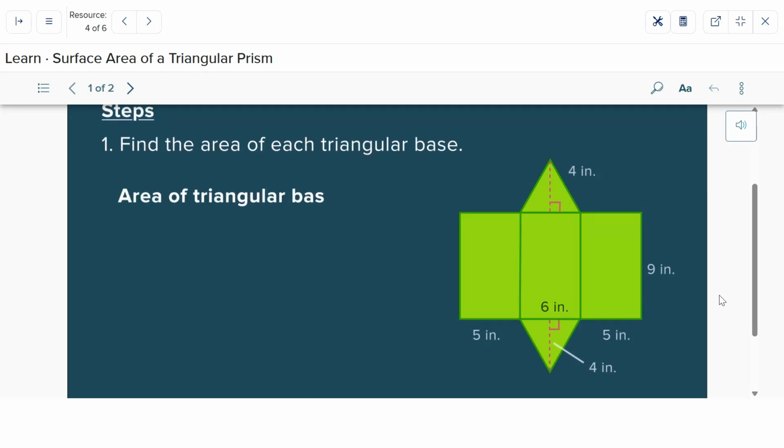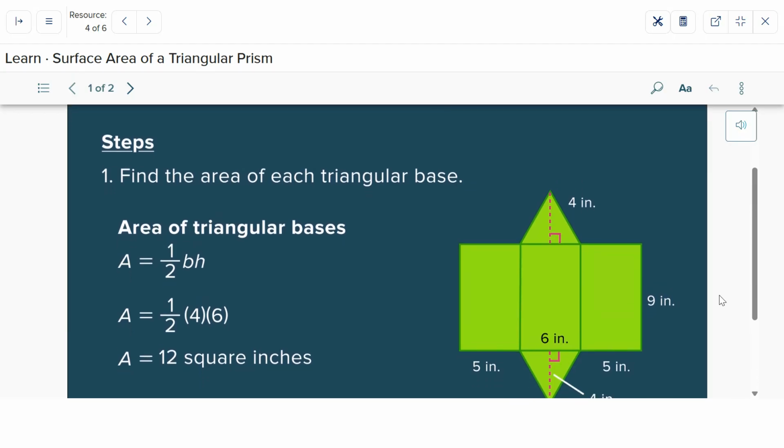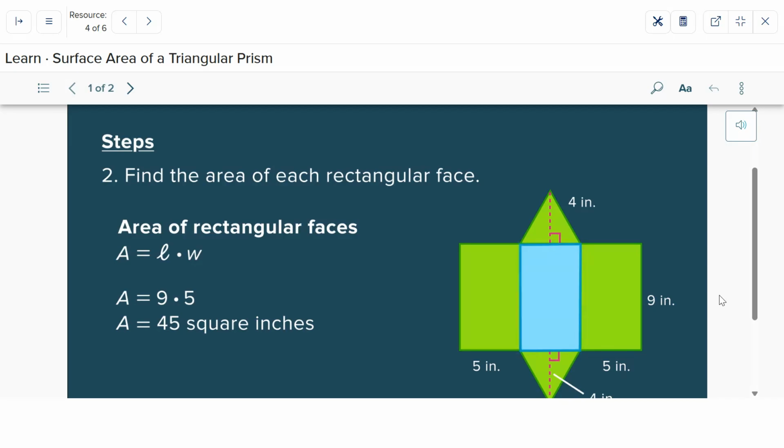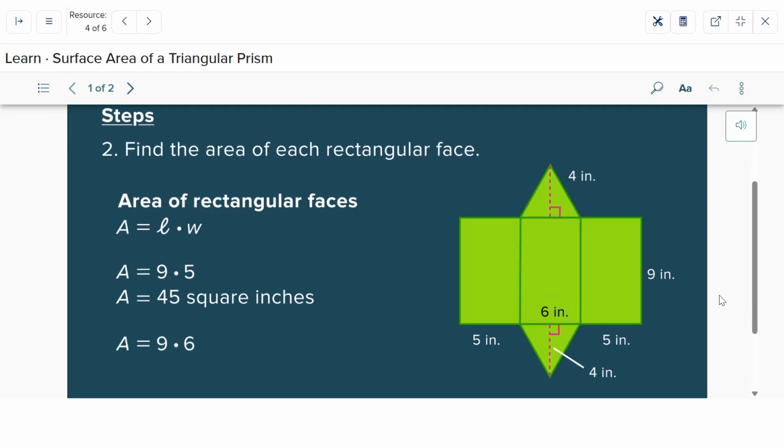First, find the area of the triangular bases. Since each base is a triangle, find 1/2 of the length of the base times the height. The triangles are congruent, so the area of each triangular base is the same. Next, find the area of the rectangular faces. Because the bases of the prism are isosceles triangles, two of the rectangular faces are congruent. Find the area of one of the congruent rectangles by multiplying length times width. Then, find the area of the third rectangular face. Multiply length 9 inches times width 6 inches.